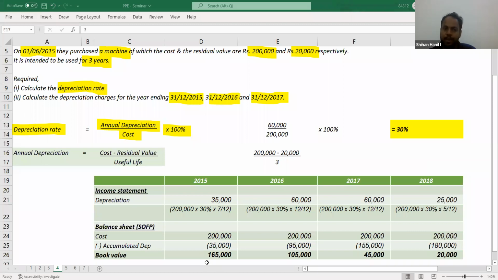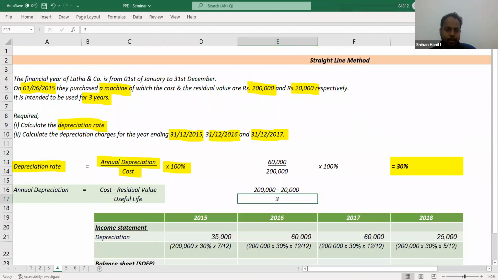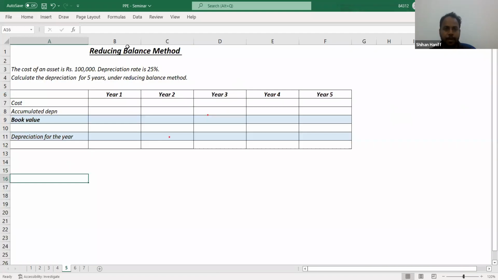We did the straight line method. Now let's see how to do the reducing balance method. Okay, let's do it for the reducing balance method.